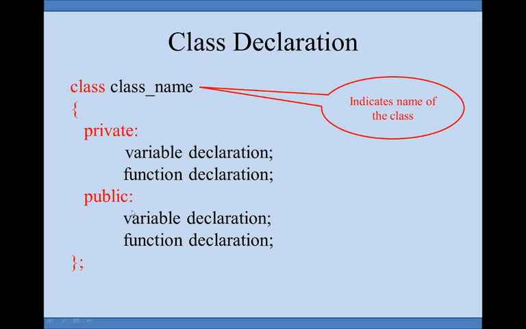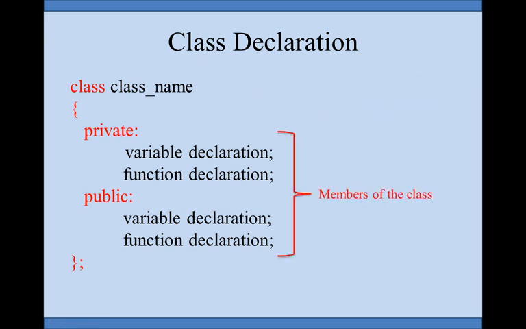So here we are declaring some members as public. Those are publicly available for access. So these variables and functions are available for other objects for accessing. Now these variables and functions will be able to access the private data of their own class. Then we have the closing curly bracket and a semicolon. This is the syntax of a class declaration in C++.